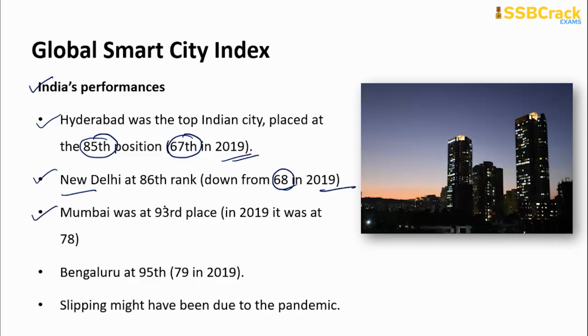Mumbai is at 93rd place. In 2019, it was at 78th position. Bangalore is at 95th place. In 2019, it was 79th position. You can see that this slipping happened, and the slipping might have been due to the COVID-19 pandemic. So among the Indian smart cities, Hyderabad is at the first position.